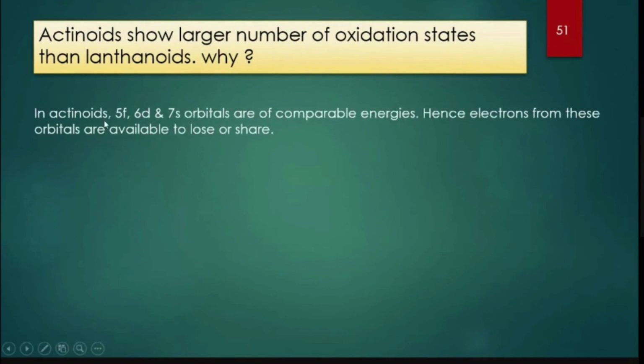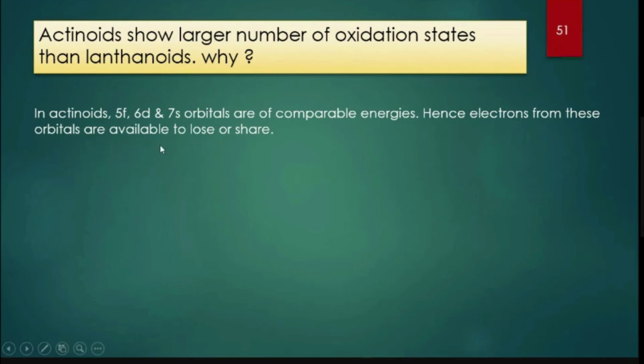nucleus. Actinides show a large number of oxidation states than lanthanides. Why? This is a very important question. In actinoids, 5f, 6d and 7s orbitals are of comparable energies. What I mean to say here is the energy gap or energy difference among these orbitals is found to be very small. Almost all of them are going to have the same energy levels.